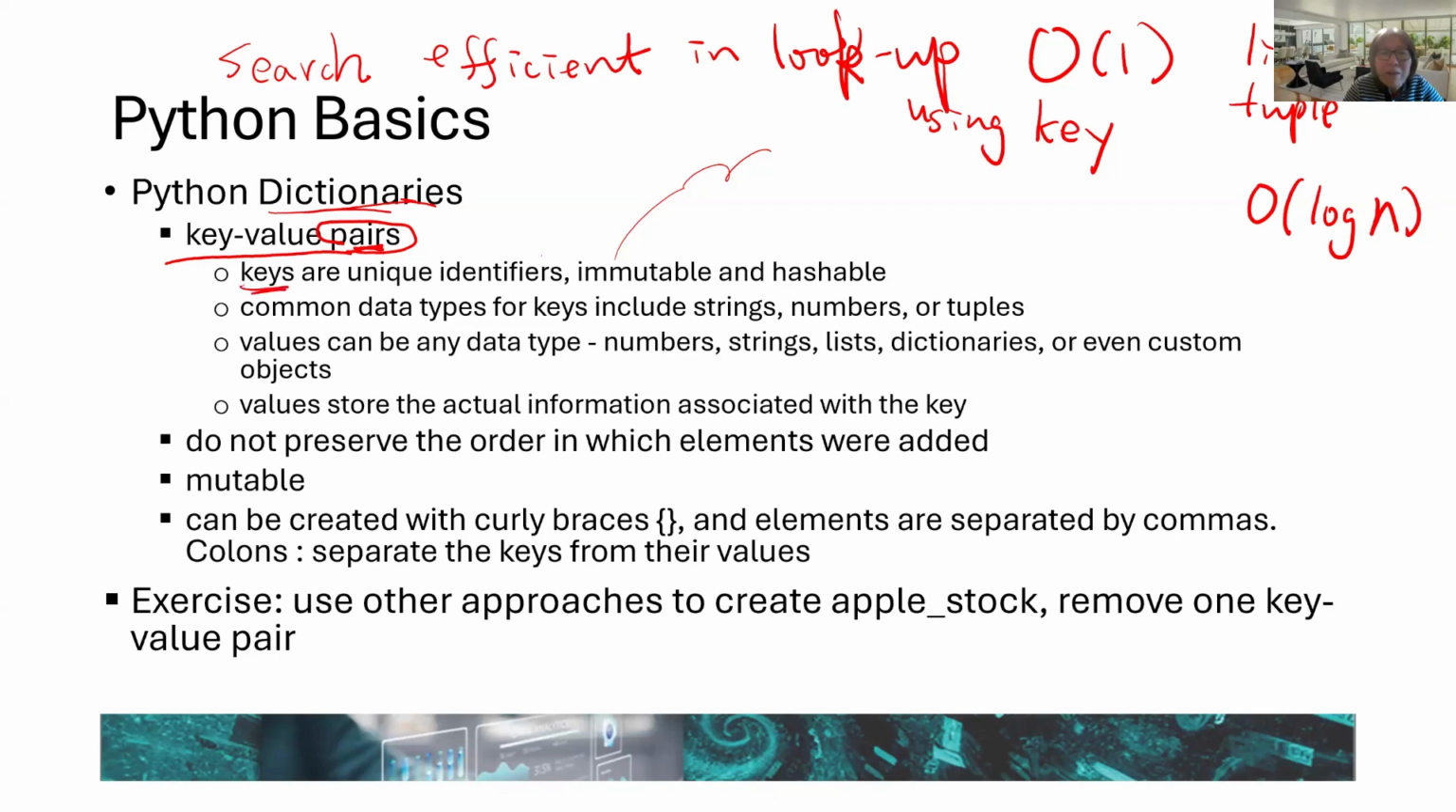But the key has special requirements. It must be unique. You cannot repeat the key. Also, the key is immutable, cannot be changed. So not every data type can be a key. Common data types like string, number, and tuple are immutable, so they can serve as keys, but not list. List cannot serve as a key because it can be changed. It also needs to be hashable.